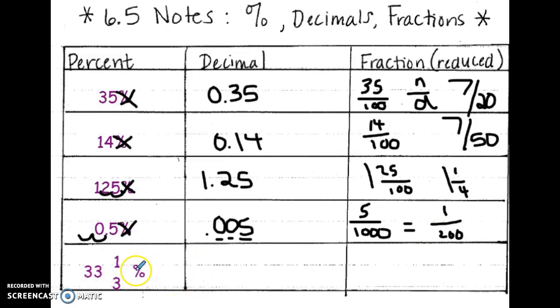Alright, and the very last one, if I look at this, it's 33 and 1/3 percent, and 1/3 is 0.33333 repeating. So to write it as a decimal, I need to drop my percent sign, move my decimal point back 2 places, and I have 0.33 repeating. What does that look like as a fraction? Well, actually, 0.33333 is 1/3.